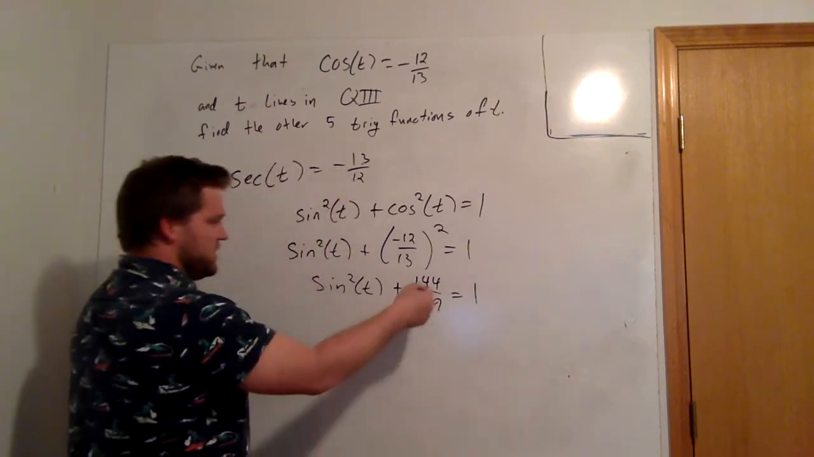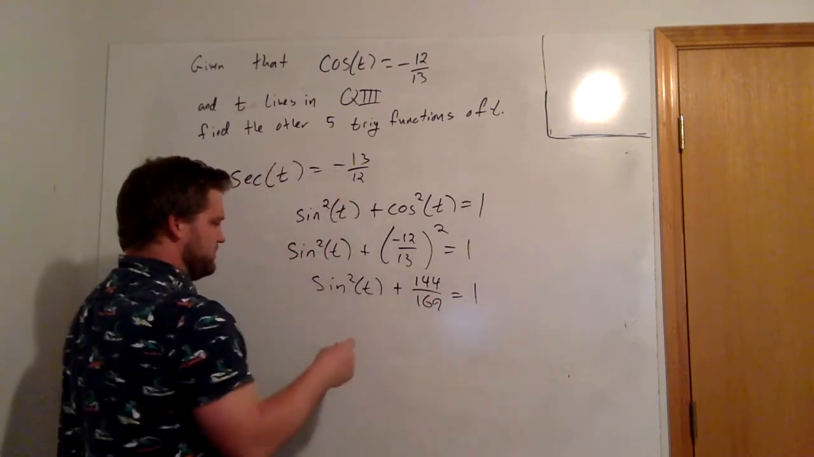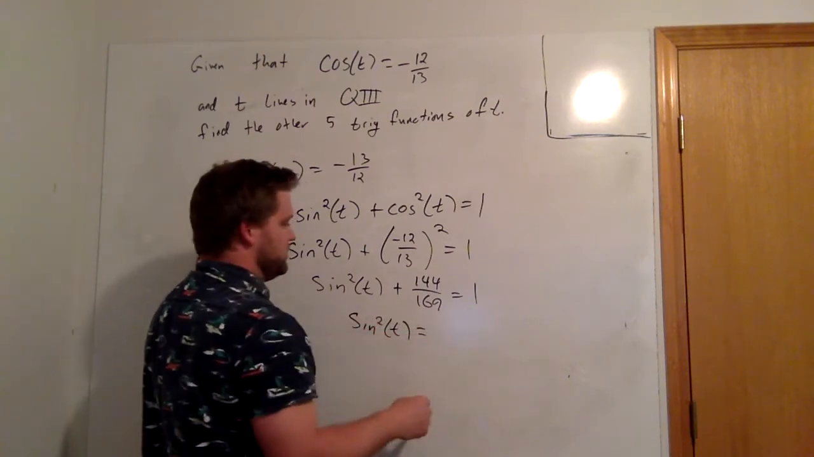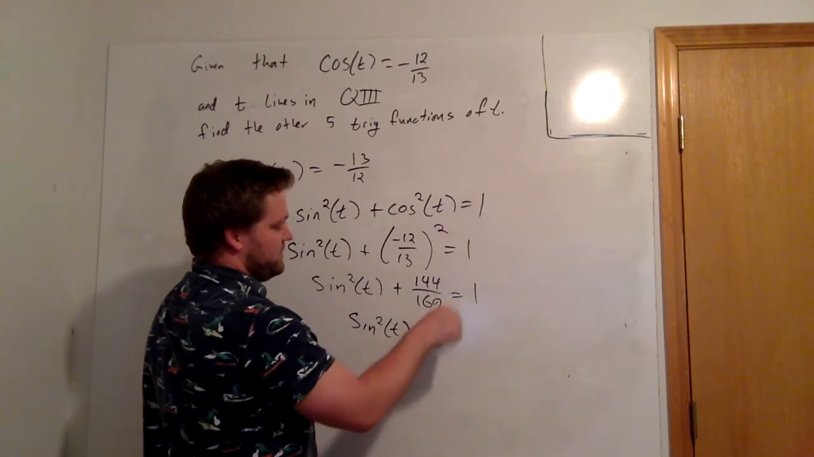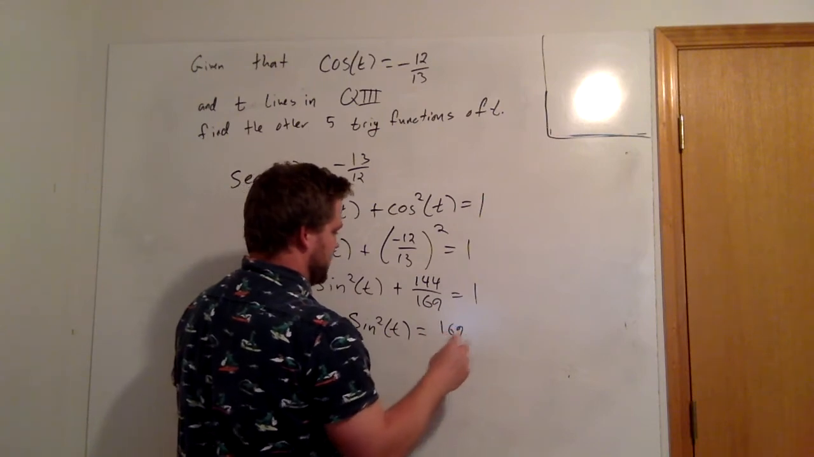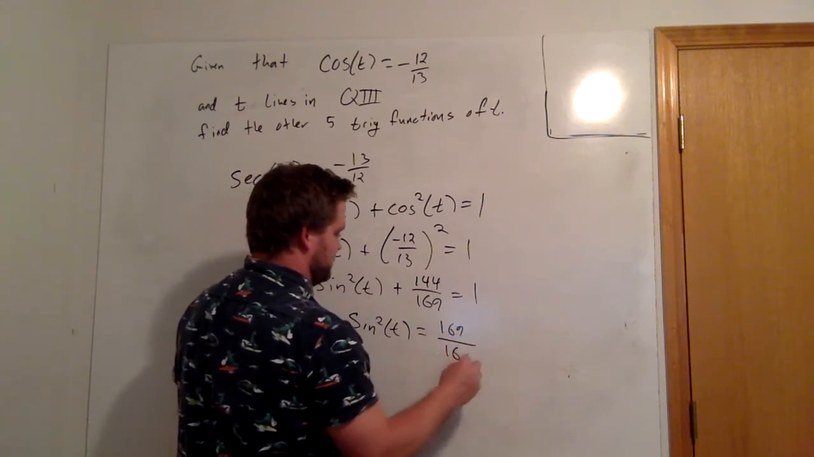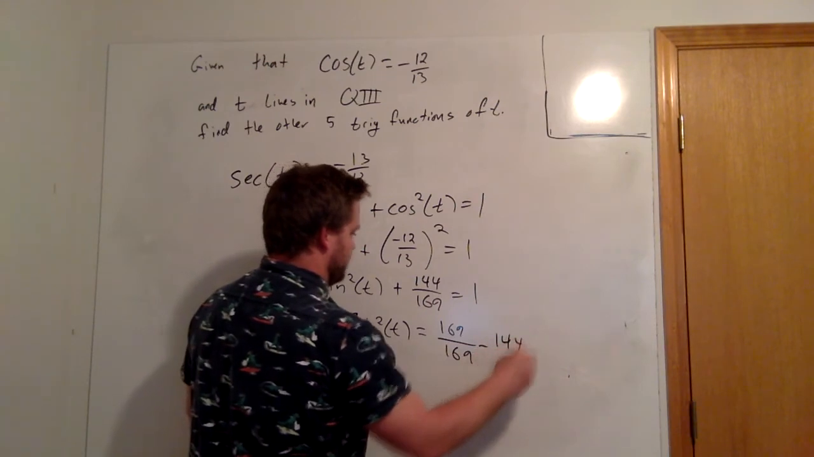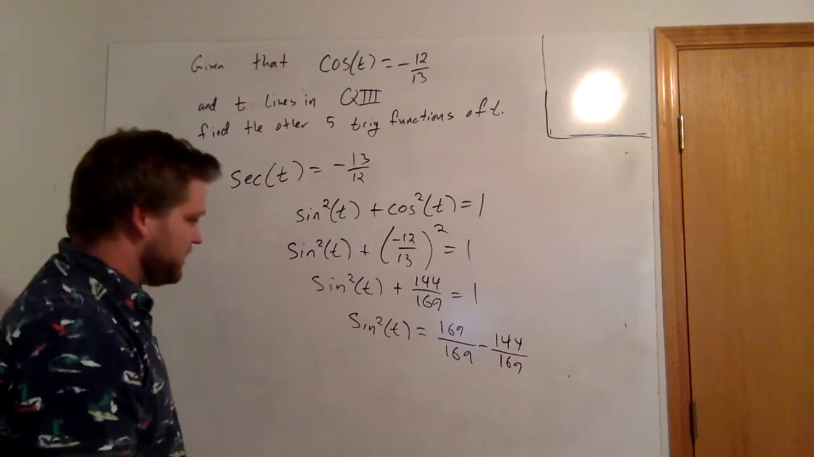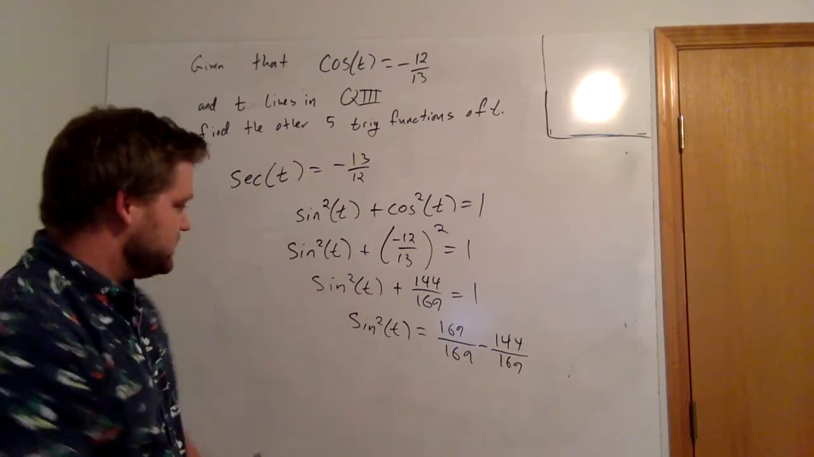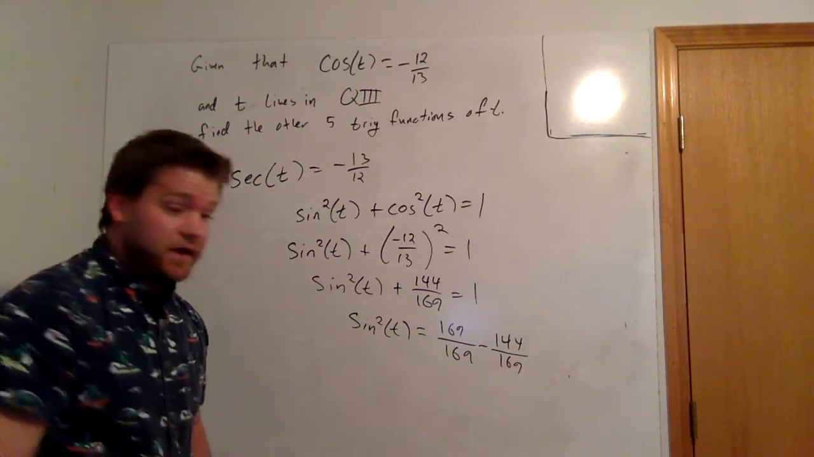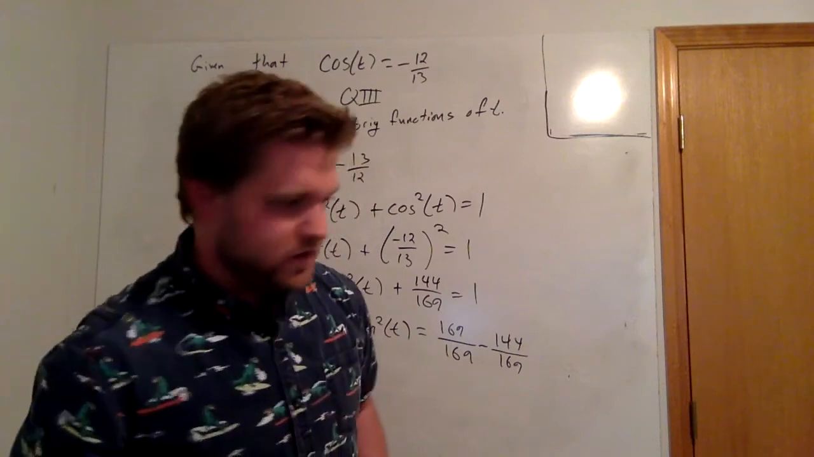Let's subtract 144 over 169 from both sides. So sine squared of t is going to be equal to, thinking about writing 1 as 169 over 169, 169 over 169 minus 144 over 169. So what's 169 minus 144? I'm just going to use my calculator.